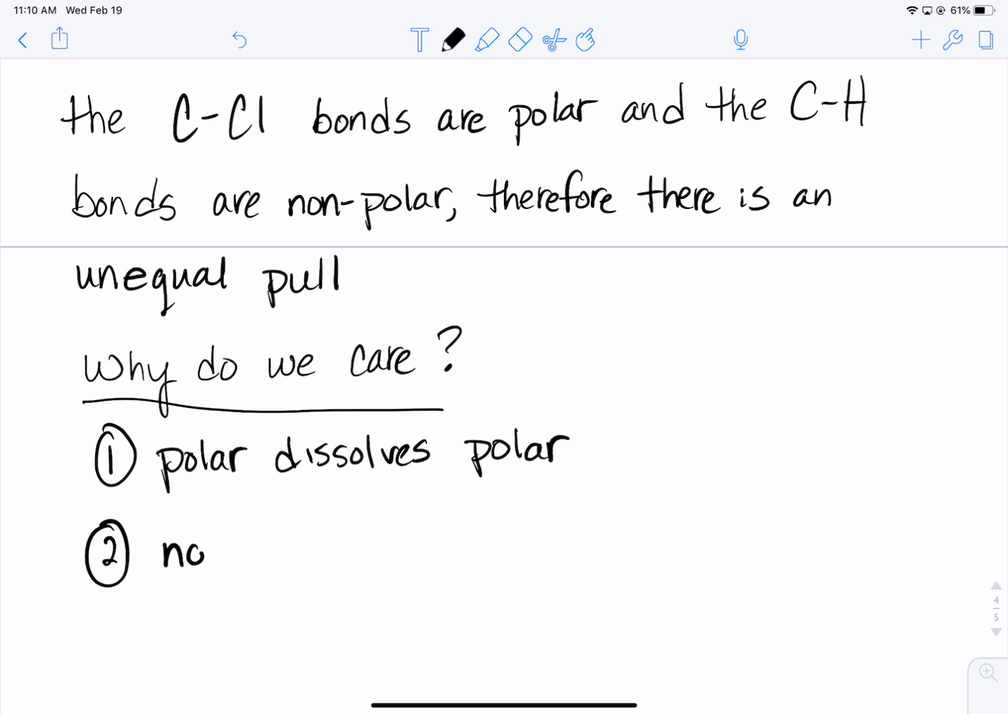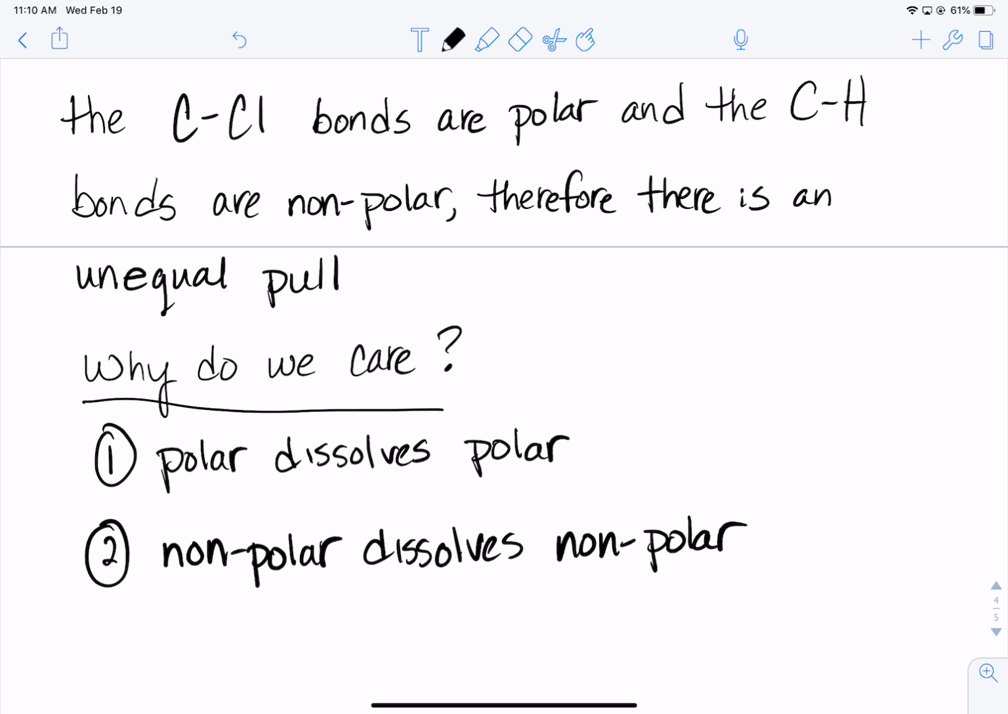The other thing is nonpolar dissolves nonpolar. So if I had a mixture of carbon tetrachloride, the one with the 4 greens, and I mixed it with methane, these would dissolve each other. They'd be all intertwined. Again, it would make a homogeneous mixture because these are both nonpolar and they can mix.